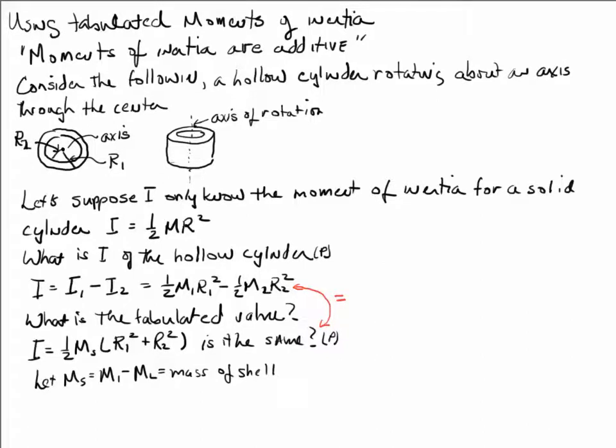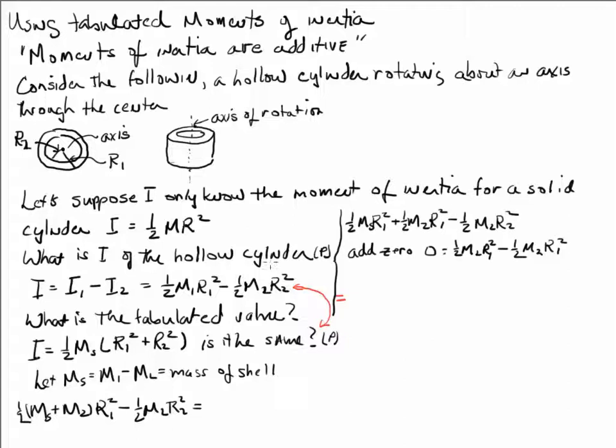Well, let's let the mass of the shell simply be mass 1 minus mass 2. And then I can write 1/2 (mass of shell plus mass 2, which of course is mass 1) r1 squared minus 1/2 m2 r2 squared. Continuing on with the algebra, I can then carry it out, and I have 1/2 ms r1 squared plus 1/2 m2 r1 squared minus 1/2 m2 r2 squared.